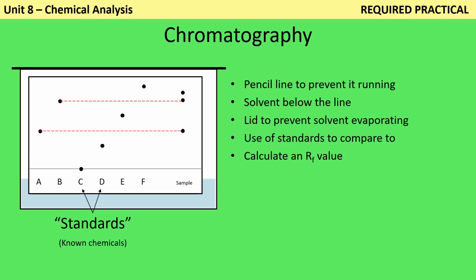that line, and then you're going to put it so that it's just sitting into a beaker of solvent. And it's really important that that solvent is below the line, because if the solvent comes above the line, then rather than being carried up the chromatography paper by capillary action, your sample would just bleed out into the solvent and you wouldn't get any results. You may want to put a lid on top of the beaker to prevent the solvent from evaporating.